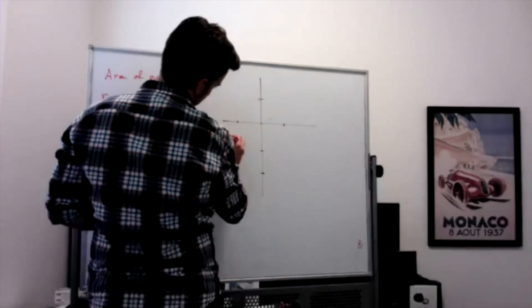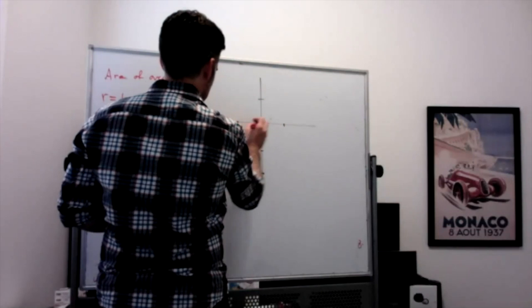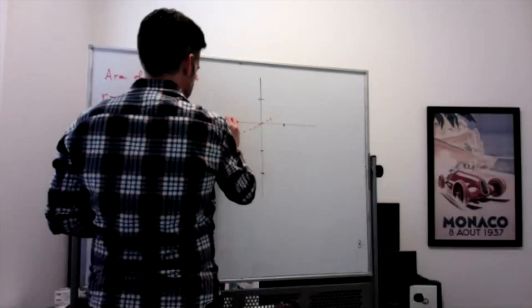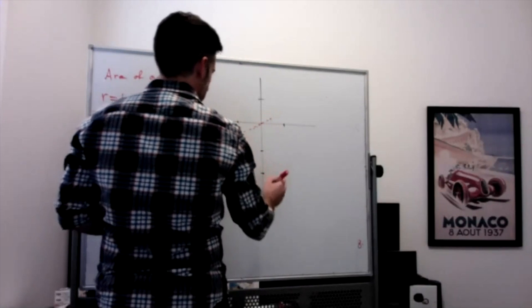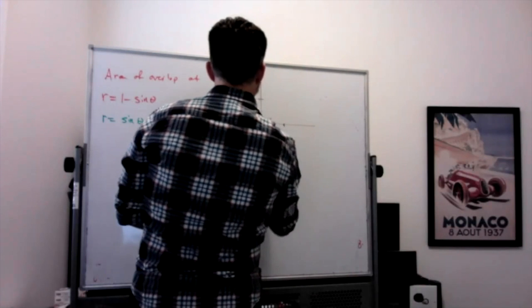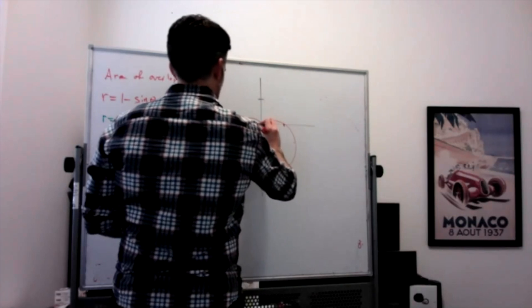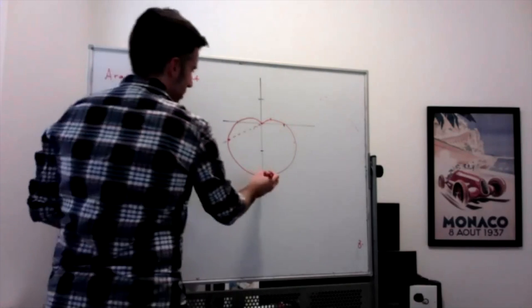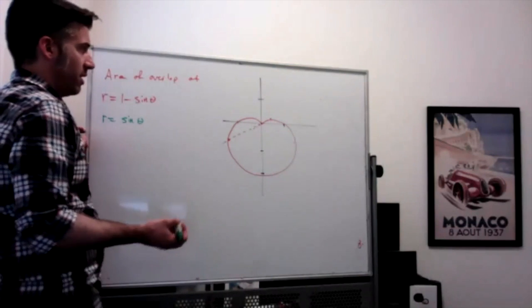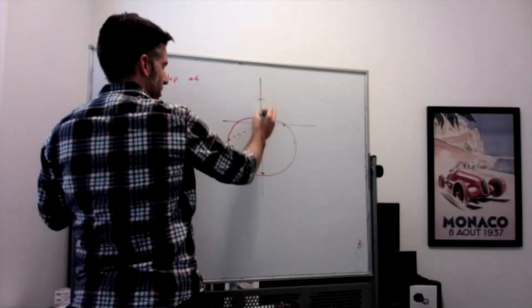Sorry, I'm trying to draw something that looks pretty good. Sure, that's like over here. Okay, it's not perfect, but it's fine. And then the circle r equals sine theta has a center at (0, 1/2), and does this kind of deal.